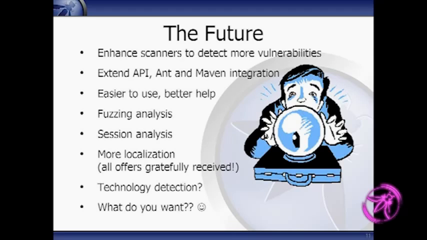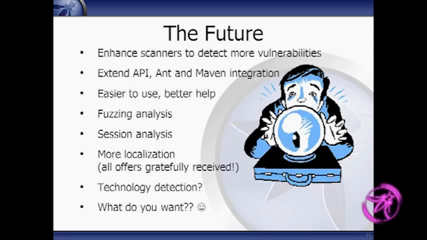One thing we found is that we don't want Zap to be just a point and shoot tool where it does everything for you, because that's not possible. But people have been telling us that the scanners are really important, so we know we need to enhance those. Extending the API and Ant and Maven integration, I think that's really important. We still want to make it easier to use with better help. Stability. Now, when I use it, it's pretty stable. I don't have any problems with it, but a few other people have had problems, particularly on very large sites. I think that if you spider very large sites, everything builds up in memory and it can crash.